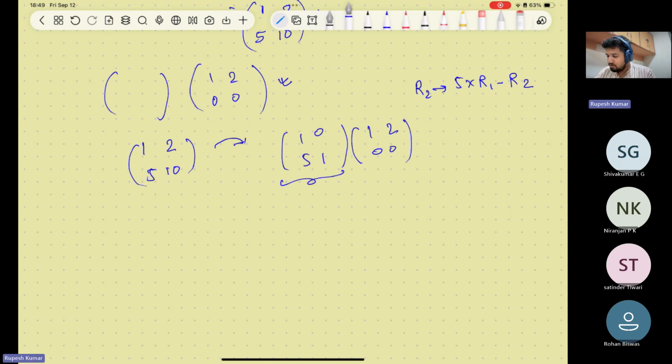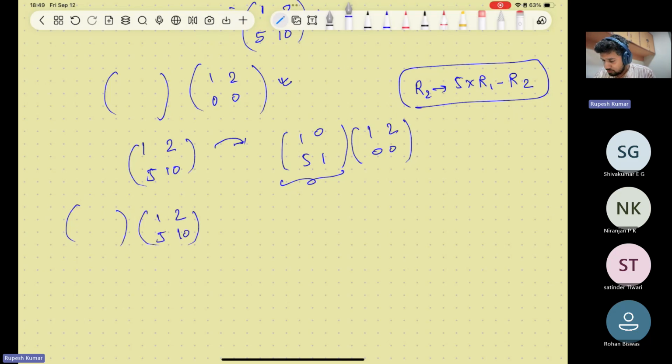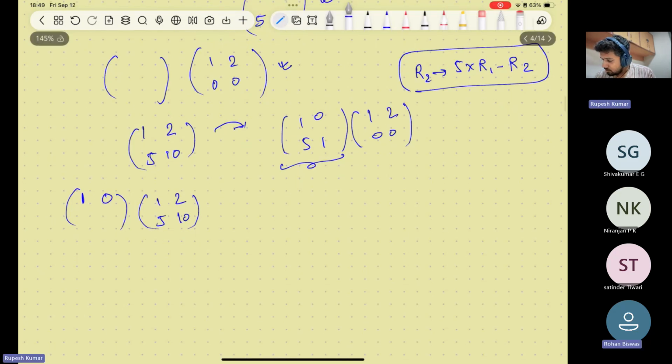Okay, so let's do this. Again, you are applying this operation. What are you doing here? 1 2 5 10, and the first row is the same, right? But the second row should be R2 minus 5 R1, no? Or you have written the inverse operation there. Whatever you write, it's fine. Any order is fine. So let's say you are writing minus 5 here and 1 here, right? Is this correct?